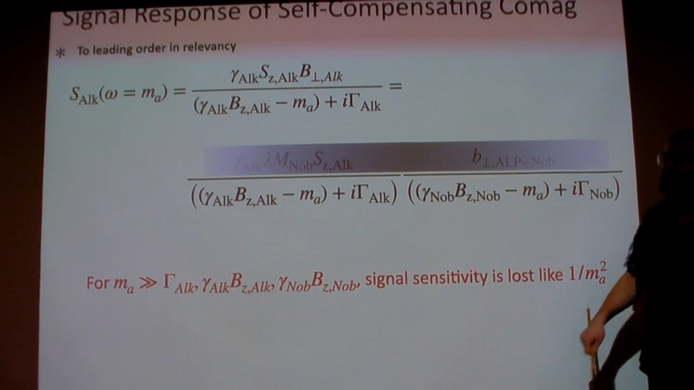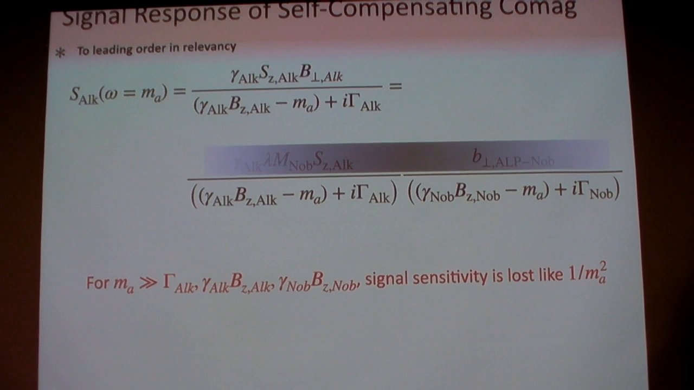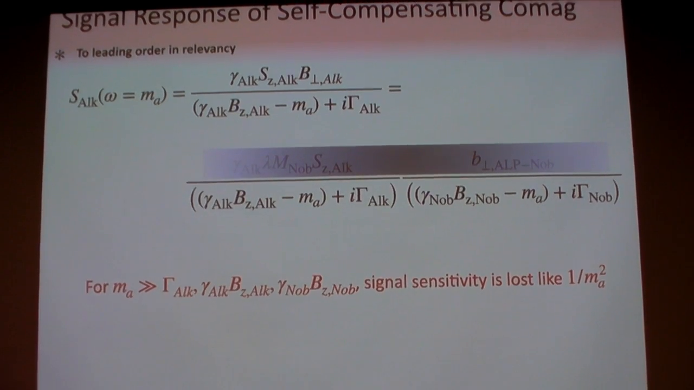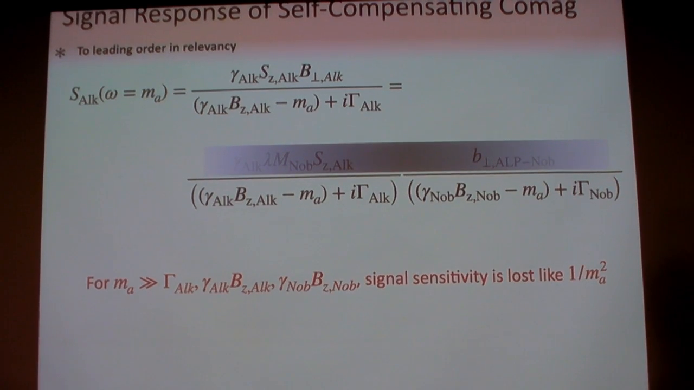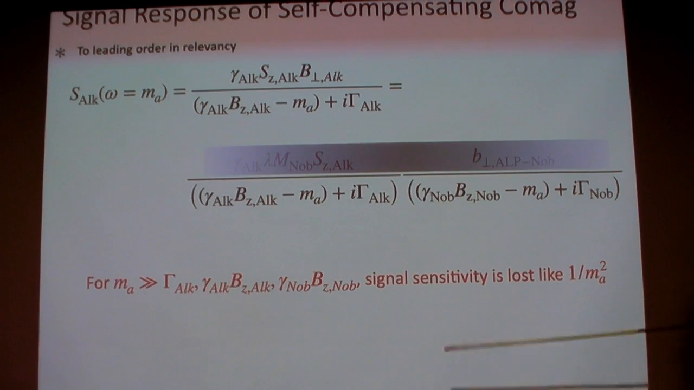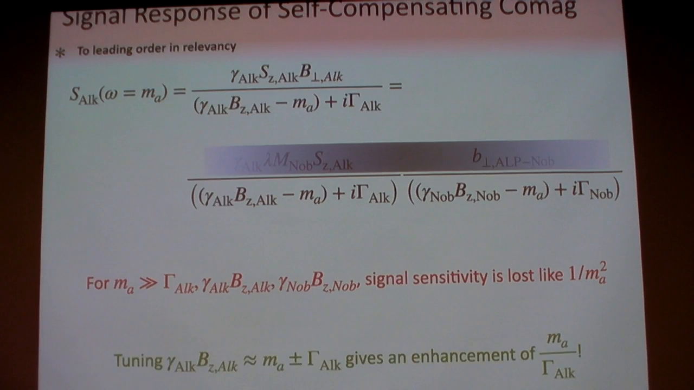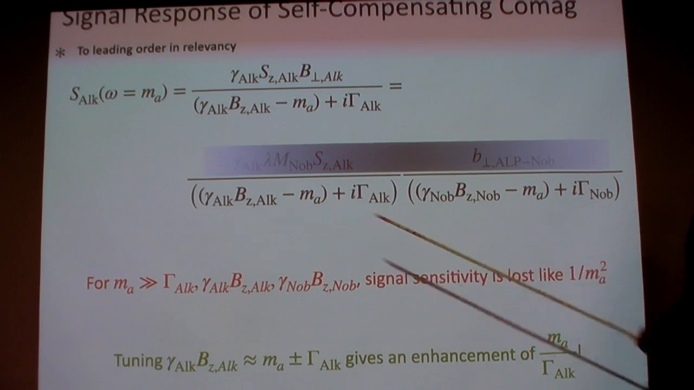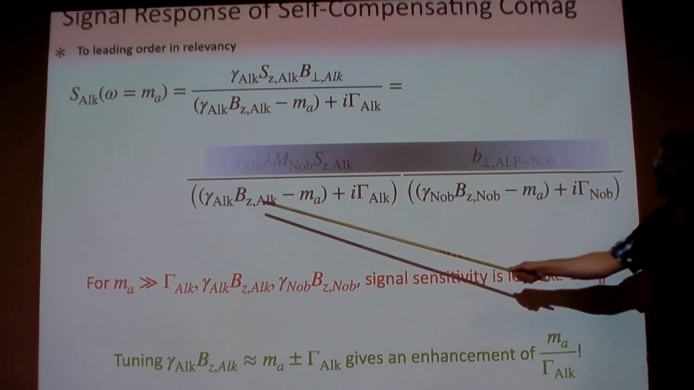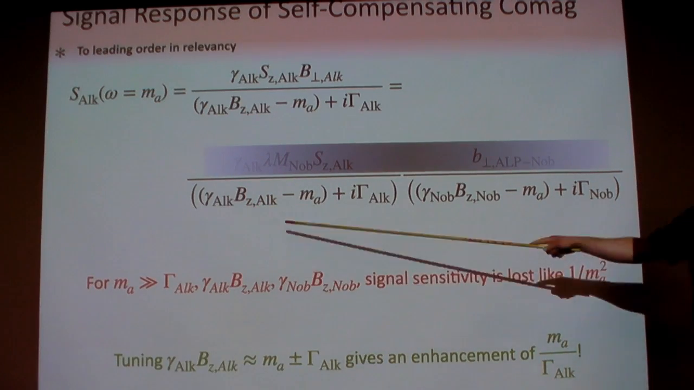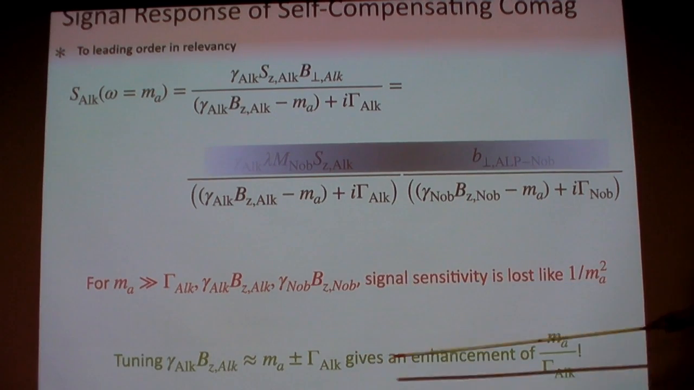It's going to go like 1 over the mass squared. You're losing sensitivity as you're trying to measure higher and higher frequencies of axions. And that's bad, because you don't want to lose sensitivity, you want to have a very nice sensitivity. And essentially, the way to resolve this is very simple. I told you we can control these magnetic fields, so all we need to do is essentially tune the magnetic fields here, so we are always on resonance, at least for the alkali.